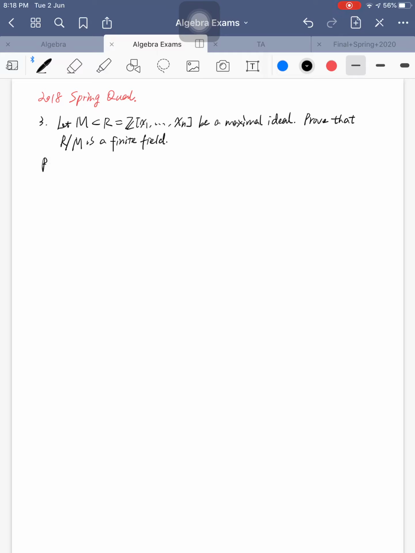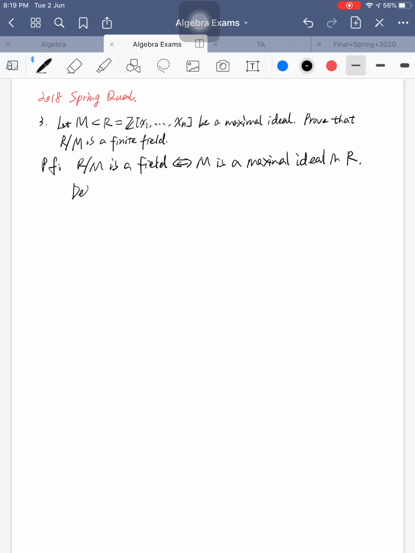First of all, it is very obvious that R/M is a field, because this is an if and only if relationship: R/M is a field if and only if M is a maximal ideal in R. So what remains is that we need to prove that it is finite.